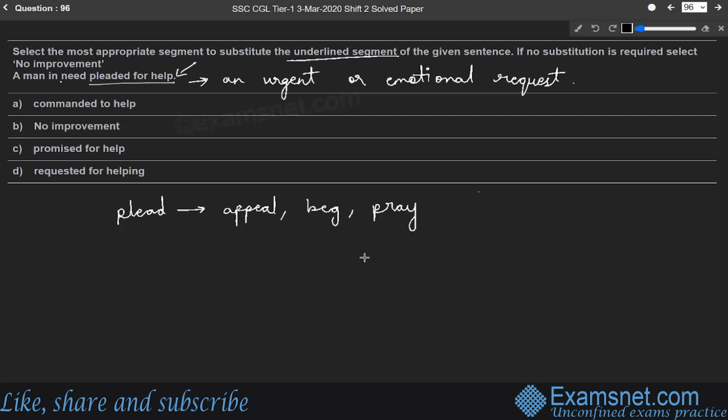Here we know that plead for help means an urgent and emotional request, and also the preposition that is used in this sentence is in. This preposition in takes a noun or a pronoun, and in the given sentence the word need is a noun and the word pleaded is a verb, and it is an intransitive kind of verb. So according to the context of this question, the word pled is the correct verb here. So no correction is required and hence the correct option will be option B, that is no improvement.